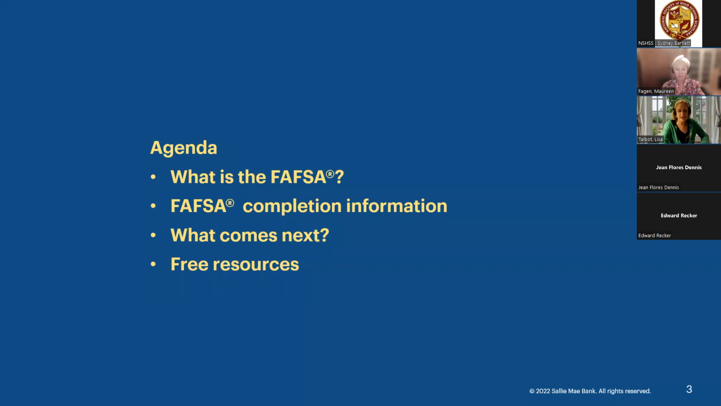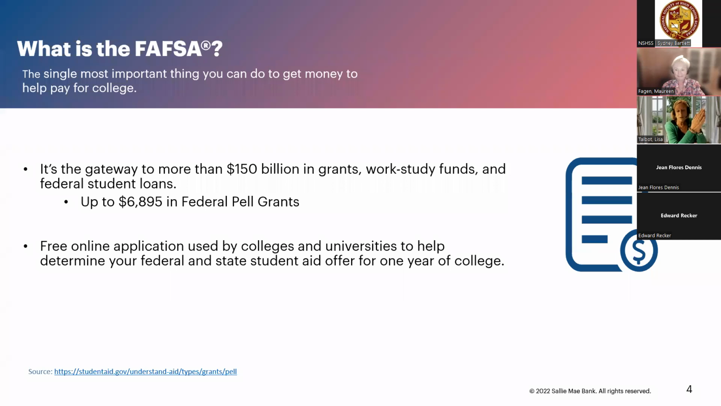So here is our agenda. We're going to introduce you to the FAFSA, provide some valuable information, and help you successfully complete and submit this form. We also want to let you know what comes next and how to correct mistakes, add schools, and handle changes in your family's financial situation. And finally, we're going to provide you with some helpful resources for completing the FAFSA and finding that free money for college.